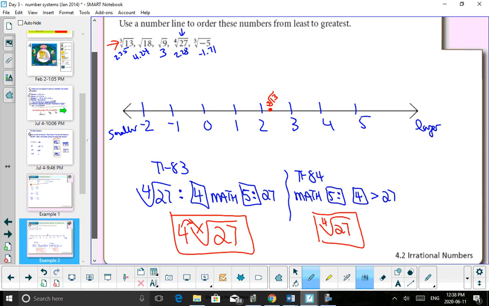Root 18 is 4.24. Square root of 9 is exactly 3. Then 2.28. Now look here, this is 2.28, this is 2.35, so I'm just going to do this one ever so slightly below it. And that one's the fourth root of 27. And then negative 1.71, so that's the cube root of negative 5.